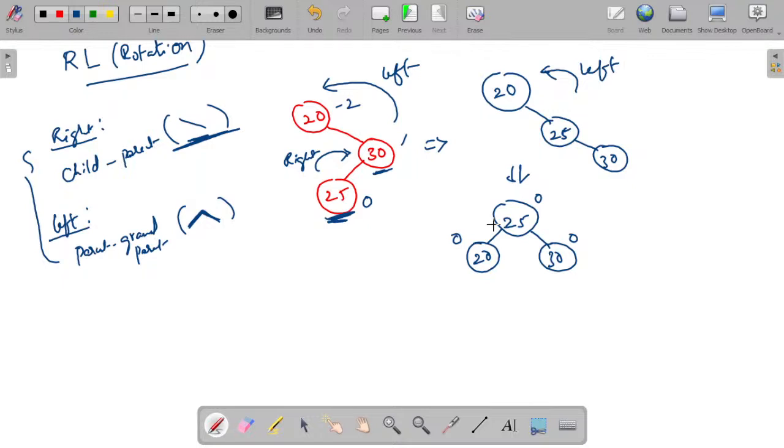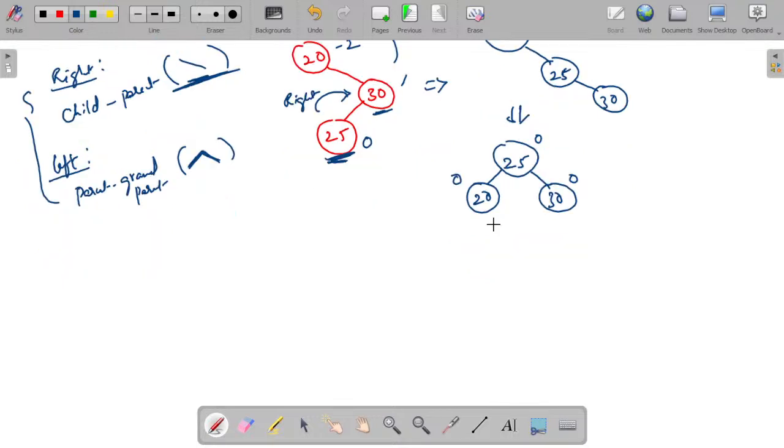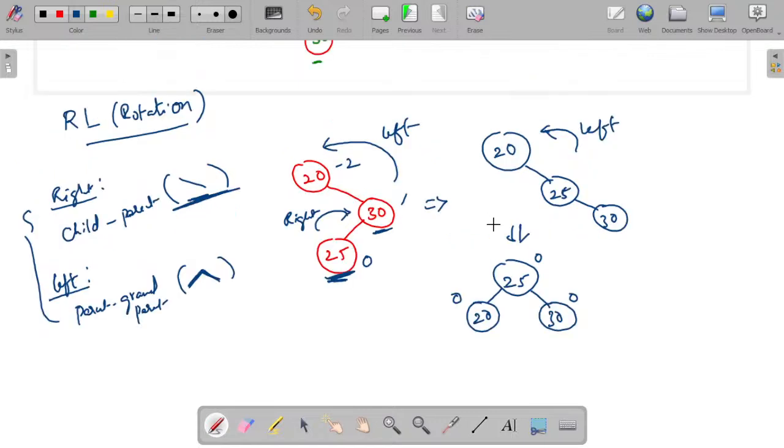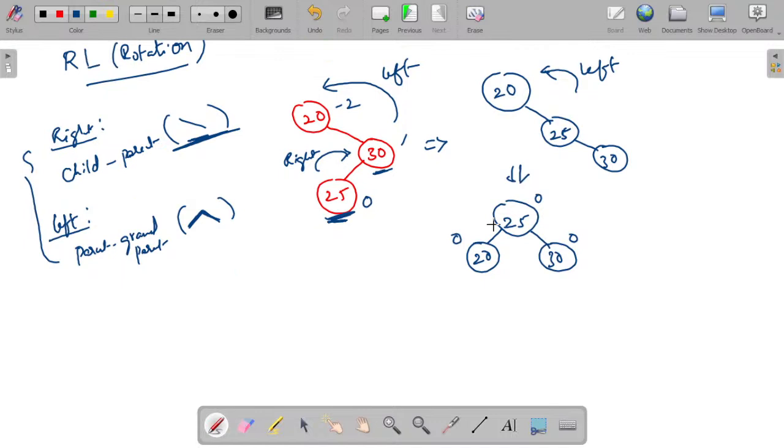Right, Gayatri is asking a question. I believe you're asking how we can perform rotation if we have more number of nodes. Do not worry, Gayatri, I will explain this AVL tree construction and different operations with a bigger problem, so that we'll have more number of nodes and you will understand how we can perform rotations. My focus is to make you all understand these basic rotations first and then get to the bigger problem, right?